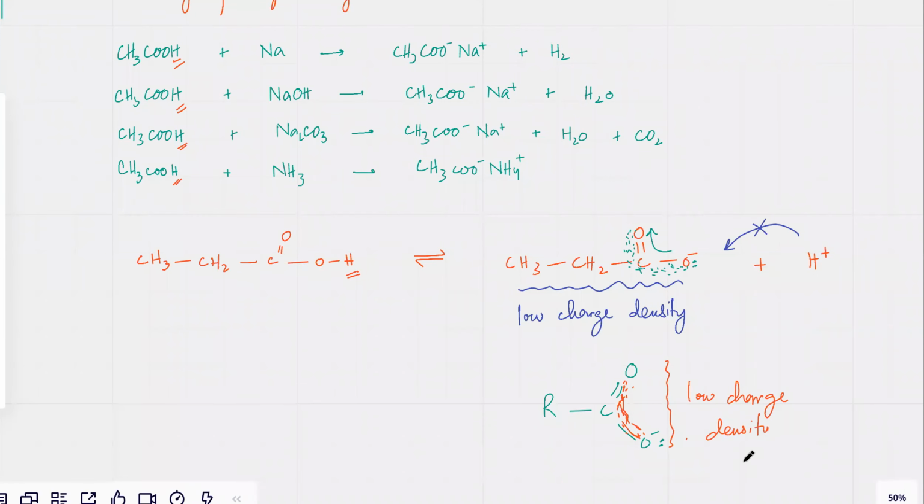So if the electrons get distributed over a wider area, then the negative charge becomes less effective, less able to pull the H+1 ion.